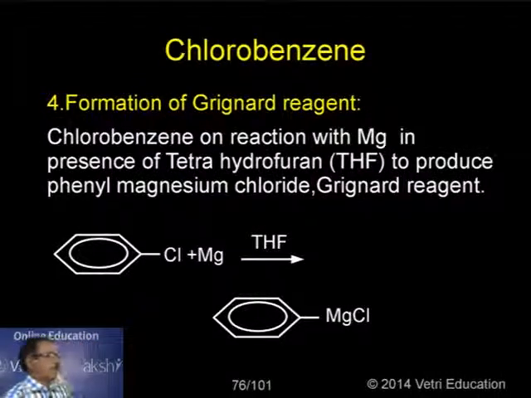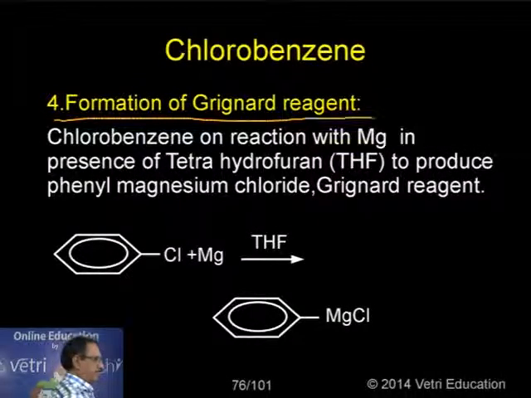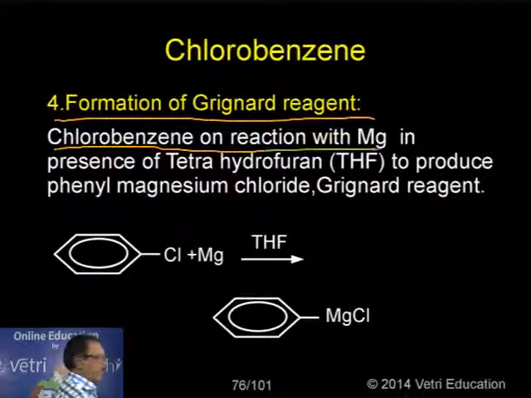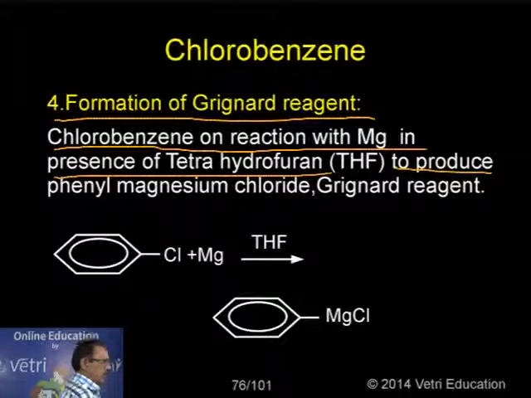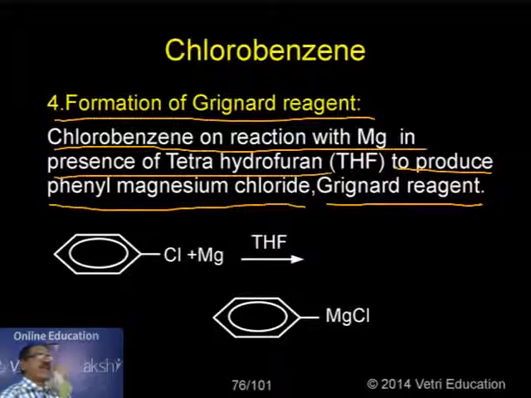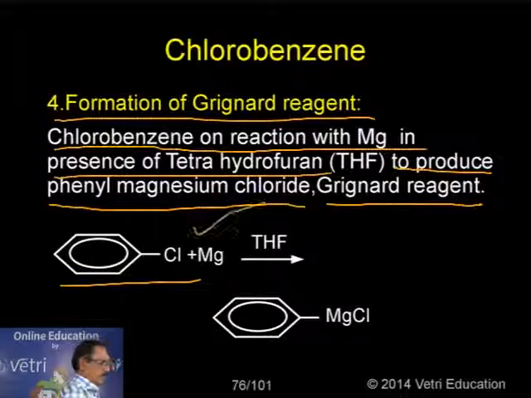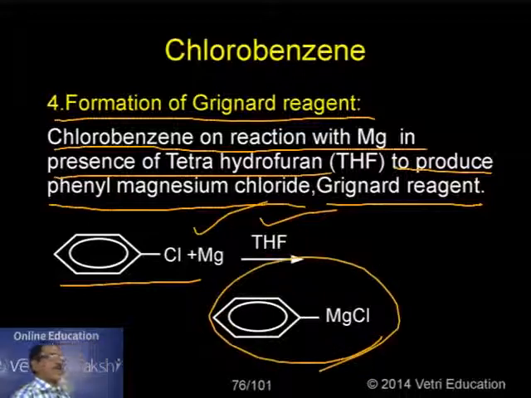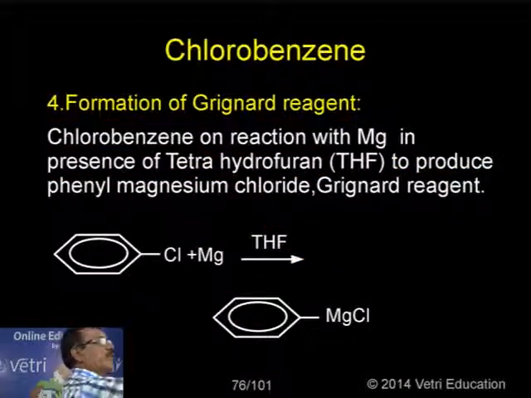Next one. Formation of Grignard reagent. Chlorobenzene reacts with magnesium in presence of tetrahydrofuran, that is called THF, to produce phenyl magnesium chloride, that is called Grignard reagent. As in the case of ordinary aliphatic RMgX, if the R here is a phenyl ring, we can use the chlorobenzene. So in this case, chlorobenzene reacts with the magnesium in presence of tetrahydrofuran. We are getting phenyl magnesium chloride, nothing but Grignard reagent. This is again the most important reaction under chlorobenzene.